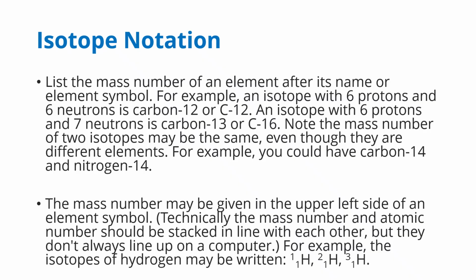You can have, for example, carbon-14 and nitrogen-14. It's the same mass number, but because they're different elements, they have different atomic numbers, or numbers of protons. There's also another way to designate this. We have the symbol of your element, like hydrogen, for example. The 1 on the bottom is the atomic number, and the number on the top is the mass number. We'll talk about different types of hydrogens in a bit.